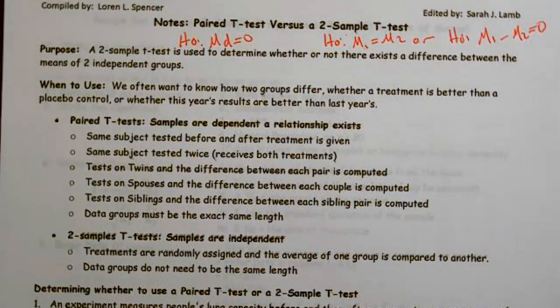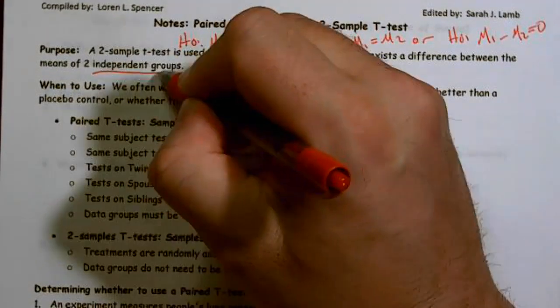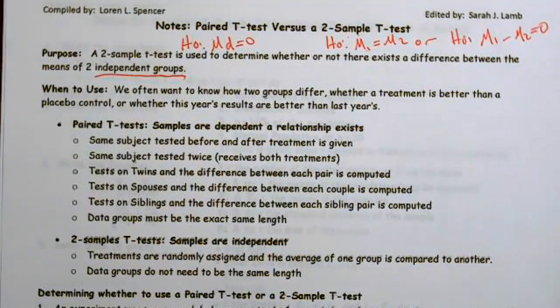So a two-sample t-test is used to determine whether or not there exists a difference between the means of two independent groups. This is really important that we use the word independent. We'll actually talk about them being independent random samples. When to use? We often want to know how two groups differ, whether a treatment is better than a placebo, or whether this new year's resolutions work better than last year's. So anyway, we're measuring something. We're not measuring something twice. We have two separate groups that we are measuring.